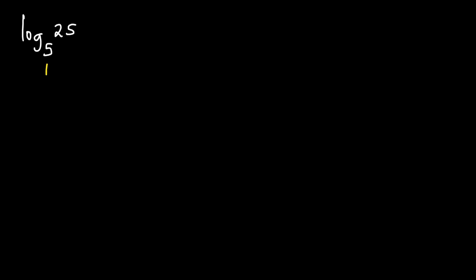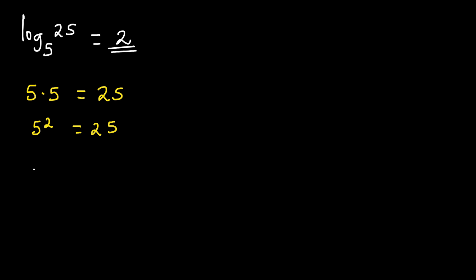Now what if we had log base 5 of 25? How many times do you multiply 5 to get 25? 5 times 5 equals 25. Therefore we multiply 5 2 times to get 25. So 5 to the power of 2 equals 25. Now because we multiply 5 2 times to get 25, our answer equals 2. Therefore log base 5 of 25 will be equal to 2.